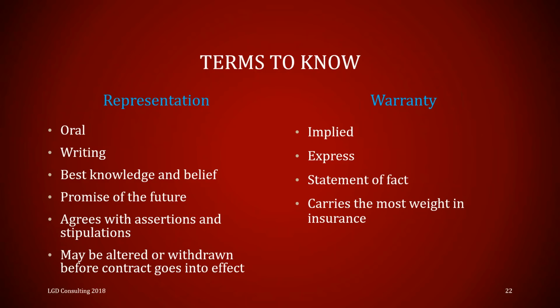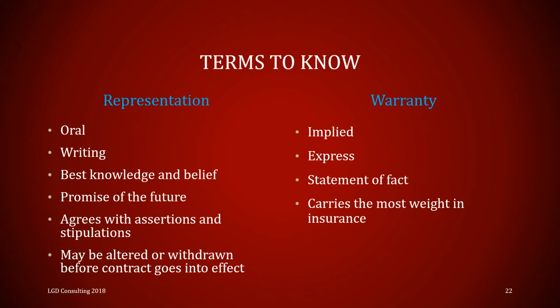A representation needs to agree with its assertions or stipulations. If a representation does not agree with its assertions or stipulations, it is said to be false. That was kind of a weird one. You can go crazy with a thesaurus, but just know if a representation agrees with its assertions and stipulations, it's good. If it fails to agree, it is said to be false. Now, your clients can change what they say before the insurance goes into effect, not afterwards. So the last item is: a representation may be altered or withdrawn before the contract goes into effect, but not afterwards.